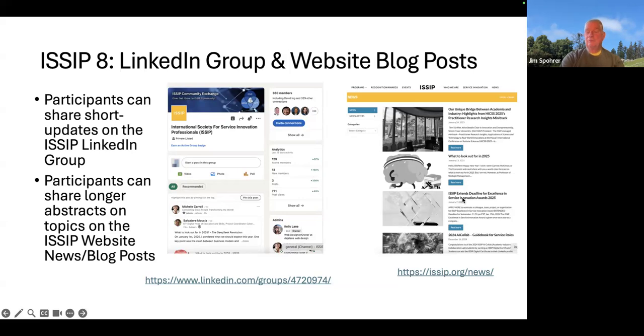The blog area, the news area, is a little bit more formal. You have to submit things to get posted to the ISSIP blog, but a lot of our ambassadors write articles about their expertise. There's a lot of information about events and reminders and various things. So definitely check out the website and the website blog area, news area.